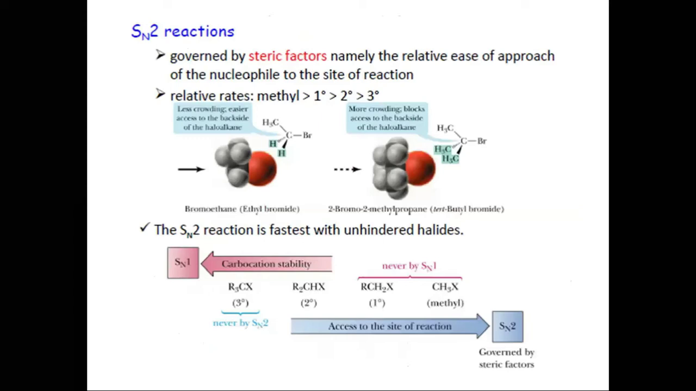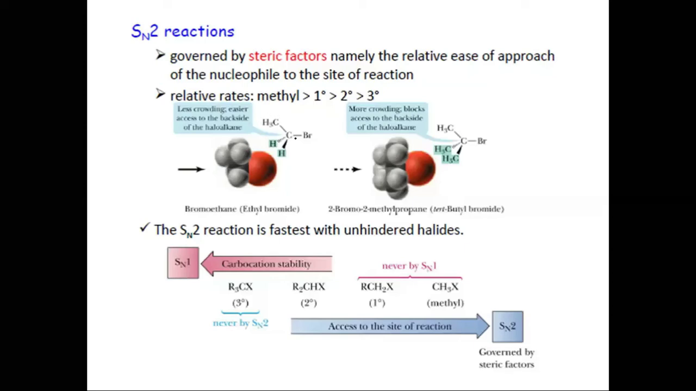The SN2 reactions are governed by the steric factor. On the other side, the substrates related to the SN2 reaction are governed by steric factors, namely the relative ease of approach of the nucleophile to the site of the reaction. The relative rates are in reverse order to the SN1 substrates. In this case, the first priority is given to methyl, then primary, secondary, and tertiary. So methyl, primary substrate, secondary substrate, tertiary substrate is the order of these substrates in case of SN2 reaction.